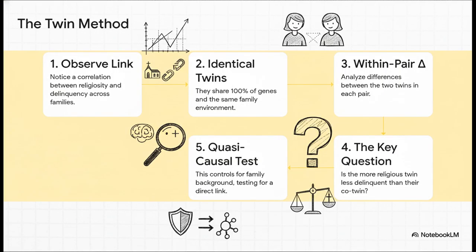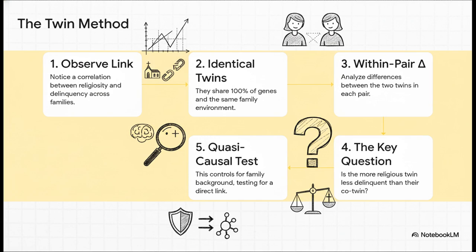This really is the million-dollar question, isn't it? I mean, you can't ethically assign people to be religious in an experiment. So how on earth do you control for all those complicated background factors, genes, home life, you name it, that make every family different? And this is where the logic gets really smart. Researchers use identical twins because they're basically nature's perfect control group.